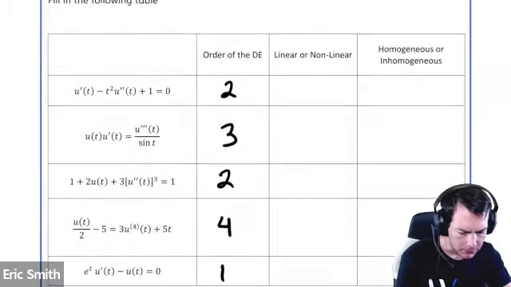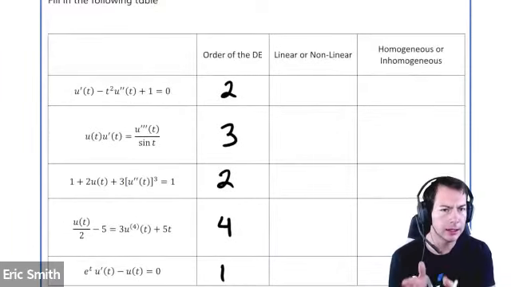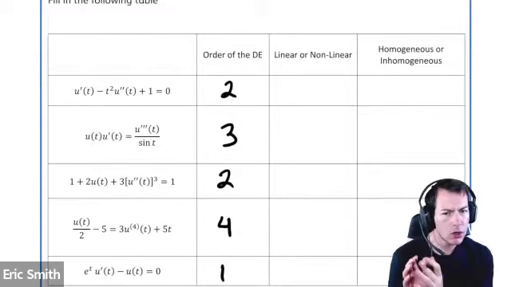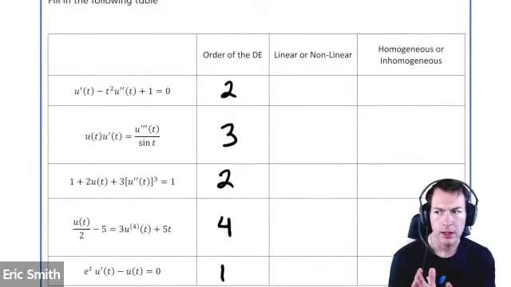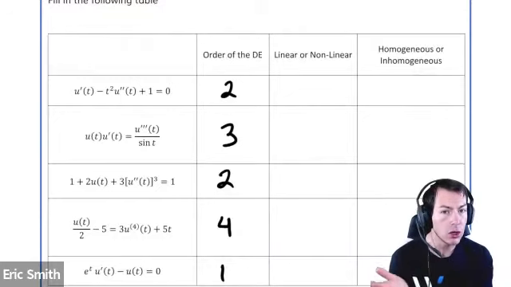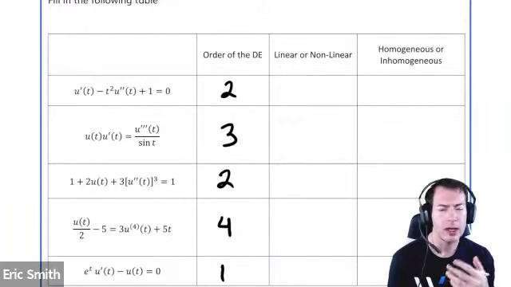All right, moving on. Now we need to determine linear versus nonlinear. This is where it starts to get a little bit trickier. So as you're combing these over, here's what you want to do. You want to look at the function, the unknown function, or its derivatives, and see if it's raised to any powers.